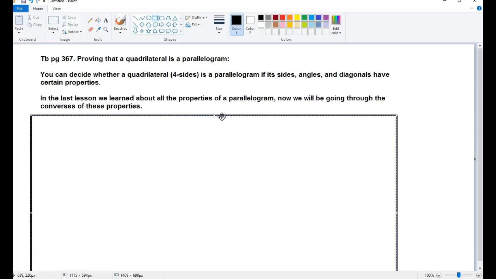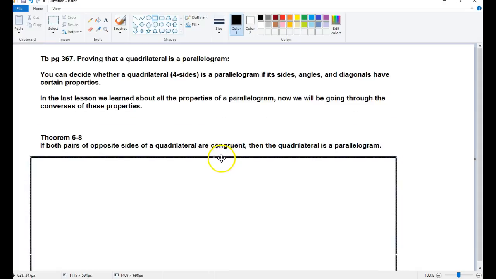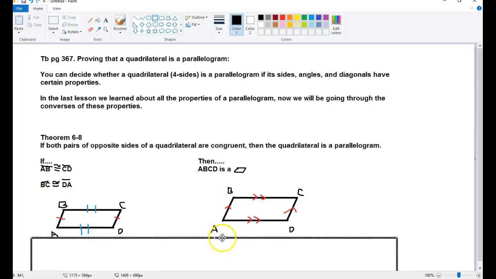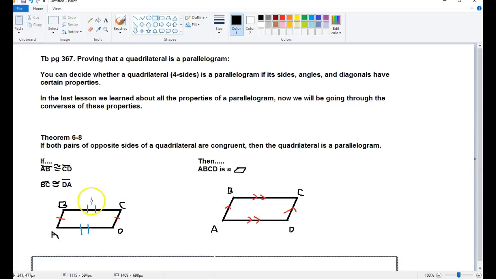Now we'll begin going through the converses of these properties. So the first one: if both pairs of opposite sides of a quadrilateral are congruent, then the quadrilateral is a parallelogram. So if I have two pairs of opposite sides that are congruent, then it is a parallelogram. And before, we had: if it's a parallelogram, then the opposite sides are congruent. Now it's just the converse of it. So most of the theorems we have today are just going to be the ones we had before, just the opposite.